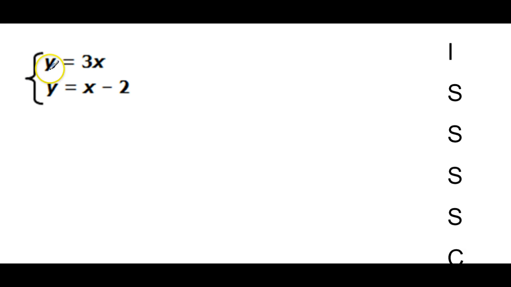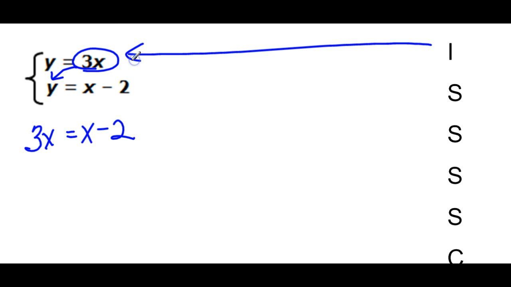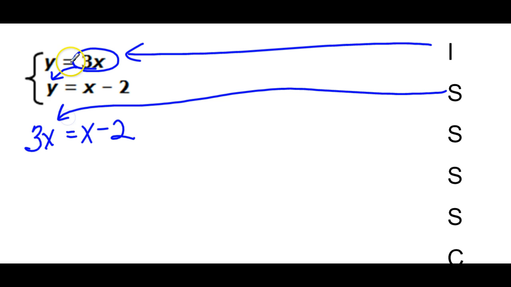In this case, these are both isolated already. Some people prefer to go ahead and take both equations and put them in slope-intercept form. Then you're going to take this value right here and substitute it into the second equation in place of the y. That will give you the equation 3x is equal to x minus 2. So step 1, isolate. Step 2, substitute it in place of the other variable.